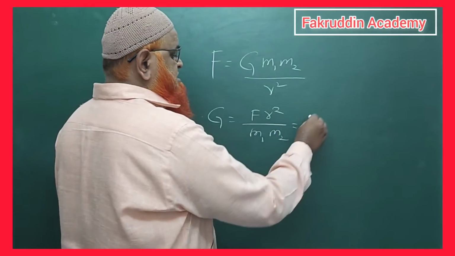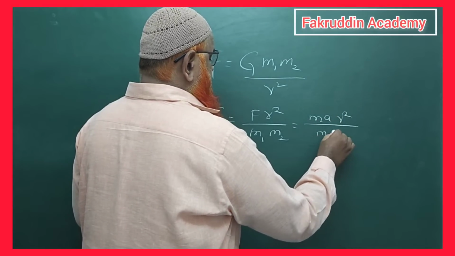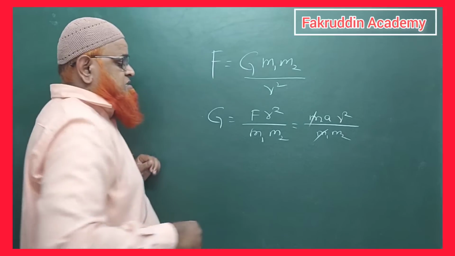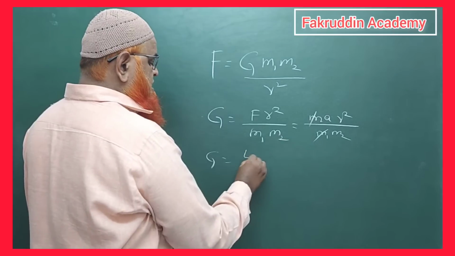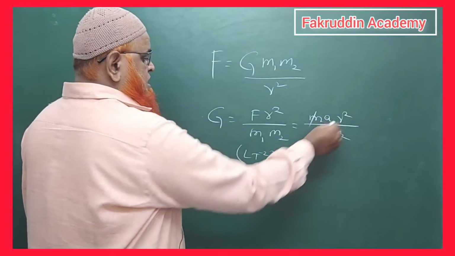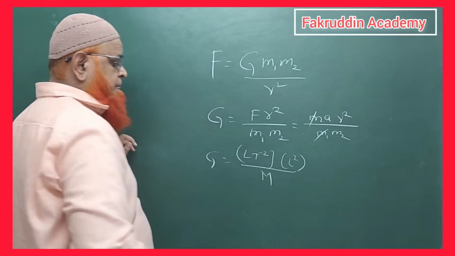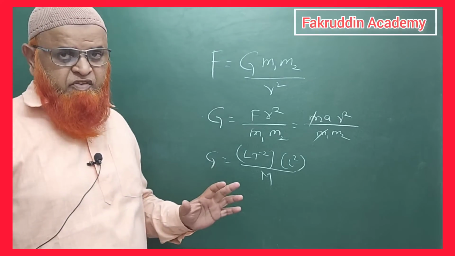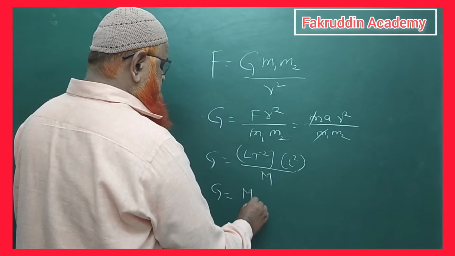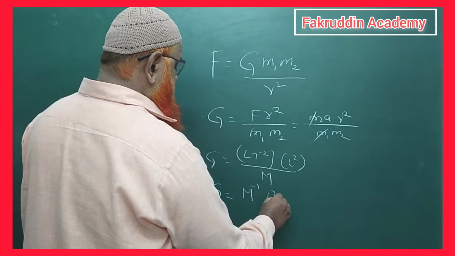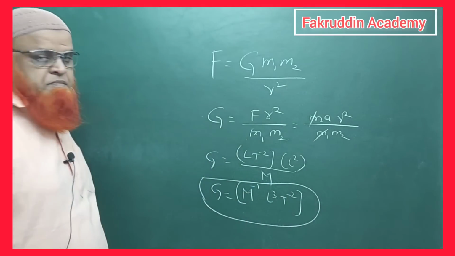You all know that F is nothing but m into a, into r square divided by m1 m2. The dimensional formulas are the same for masses, so we can cancel them out. Then the remaining things are G, acceleration, which you know is LT power minus 2, and r is nothing but L square, and this is nothing but M. Finally, after simplification, you are going to get G is equal to M comes to the numerator, becomes M power minus 1, this is going to be L cube, and this is T power minus 2. So we got the dimensional formula for G.